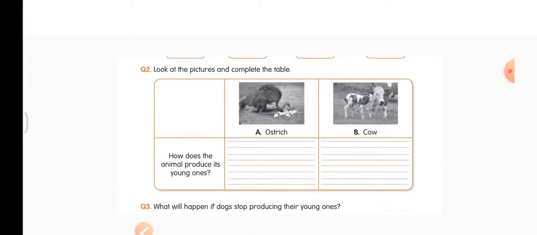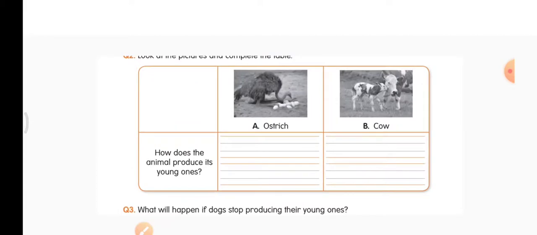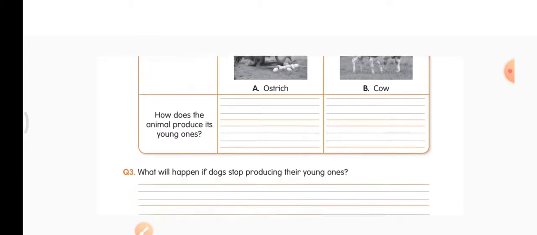Now, question 2. Look at the pictures and complete the table. We have a picture of ostrich, and in picture B, we have the picture of a cow. Now, how does the animal produce its young ones? They are asking you how an ostrich produces its young one and how the cow produces its young one. An ostrich lays eggs and produces its young one. A cow gives birth to the calf directly and produces its young one.